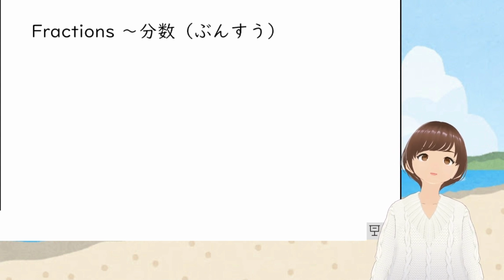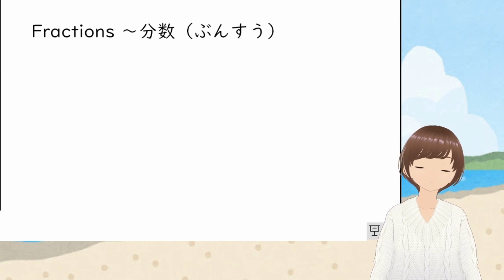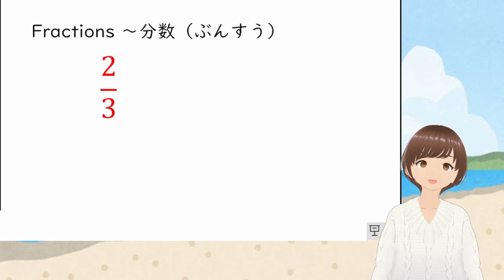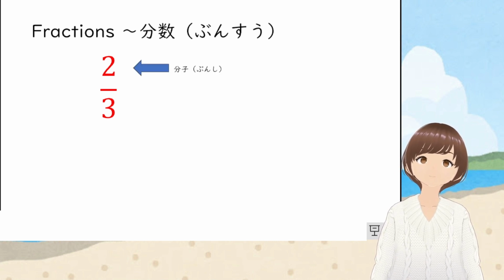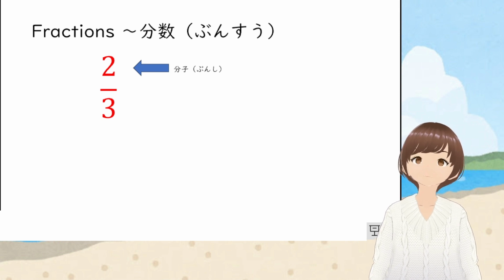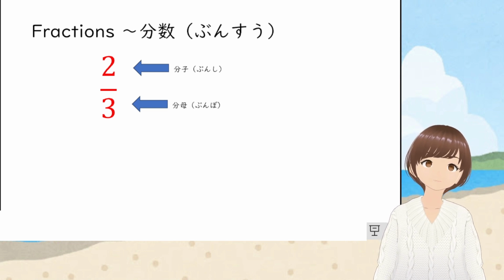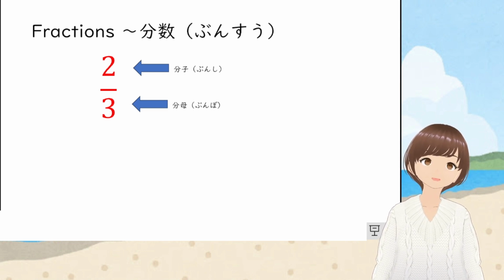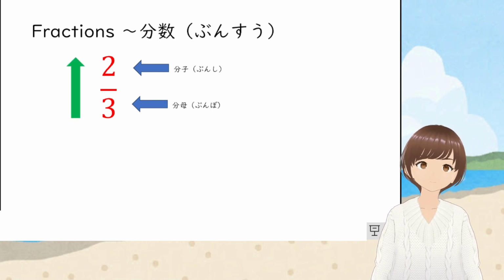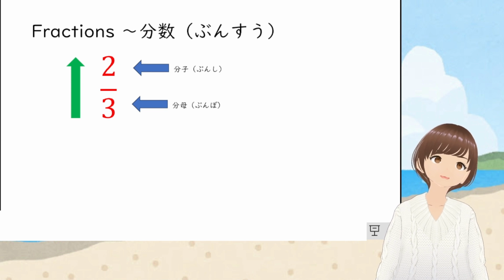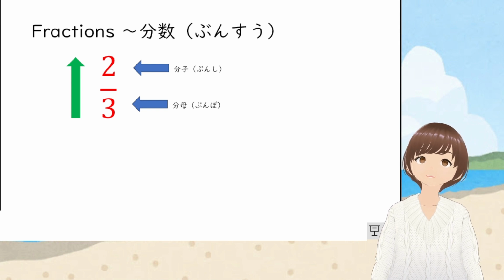Fractions are called bunsu in Japanese. How can we read this? In Japanese, a numerator is called bunshi, and the denominator is called bunbo. So in Japanese, denominator is a mother and the numerator is a child. In Japanese, you have to actually read this from the bottom up. So read the mother first and then a child. Whereas in English, you read from the top.